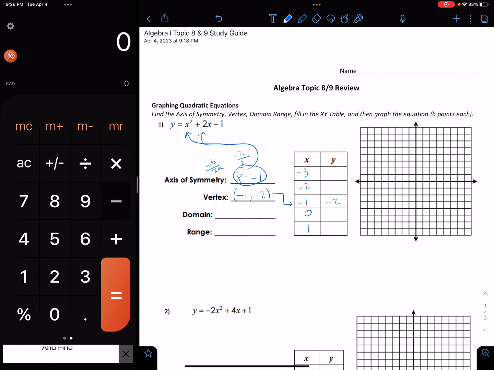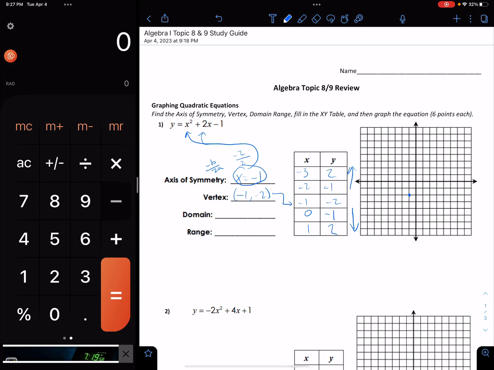Okay, I'm going to start by plugging in a 0, because I know if I can get this half, I can just fill it in for this half. So if I plug in a 0, 0 squared is 0. 0 plus 0 is 0. 0 minus 1 is negative 1. If I plug in a 1, 1 squared is 1. 1 plus 2 is 3. 3 minus 1 is 2. And I can go the other way. Negative 1 up 2.